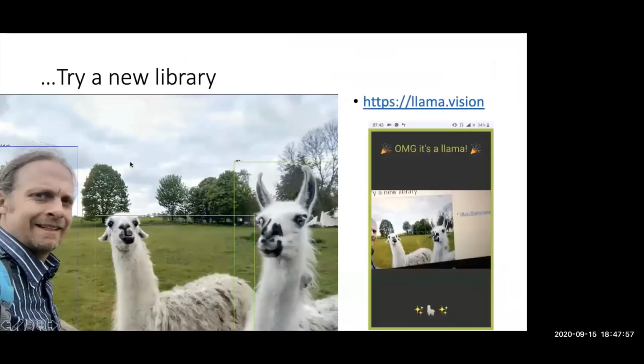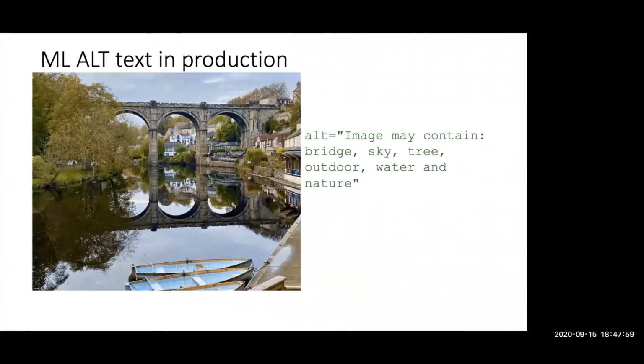So you can detect these objects, and what can you do with these in production? Well, Facebook actually does this in production. They're building their alt text based on things that they identify, right? So this is a picture that a friend of mine took on holiday, and if you look in the Facebook source, it says this image may contain bridge, sky, tree, outdoor, water, and nature. It's kind of a crappy alt text, to be honest, right? It's not really describing what the image is. It's just describing stuff in the picture. But it's obviously using machine learning to do that. It's figuring out what's in the image and then making that the alt text.